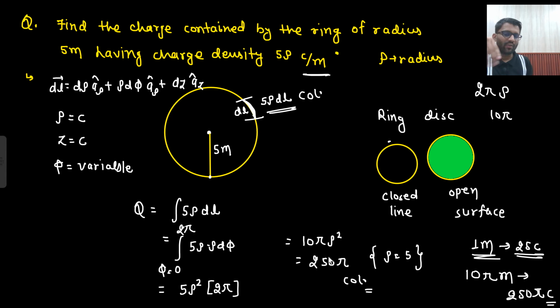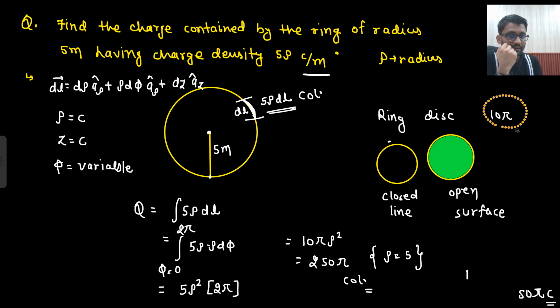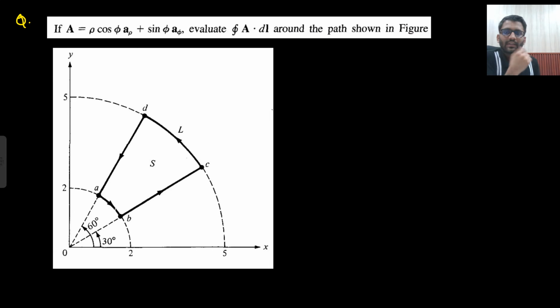So 5 rho square will come outward. So this will be 10, and the limit is from 0 to 2 pi. So it will become 2 pi only here. So 250 pi is the answer. Okay, well and good. Yeah, let's see the next one.